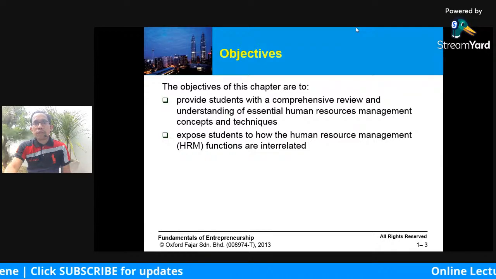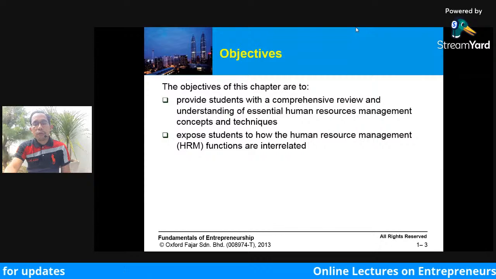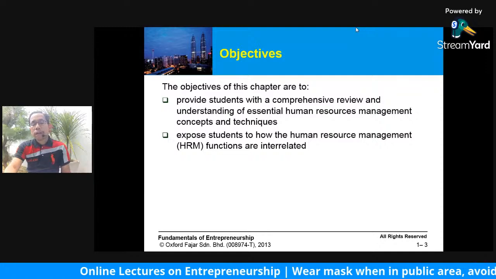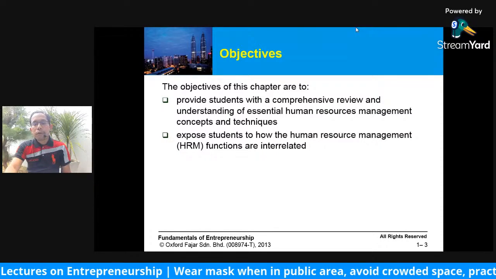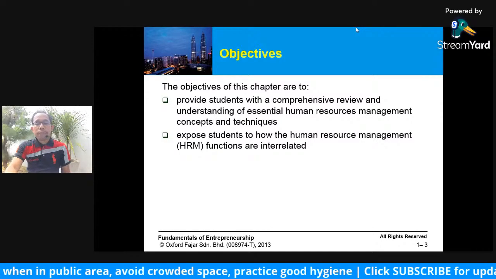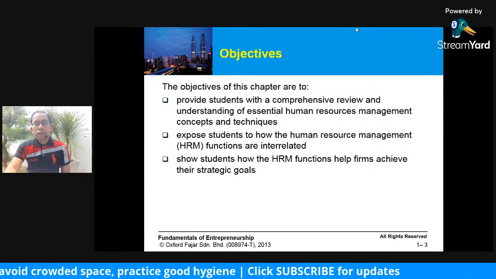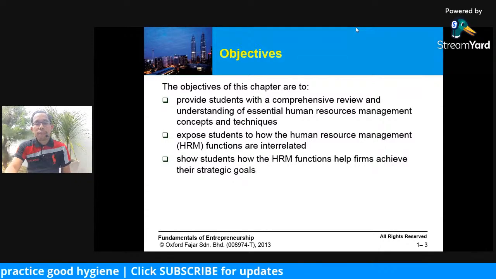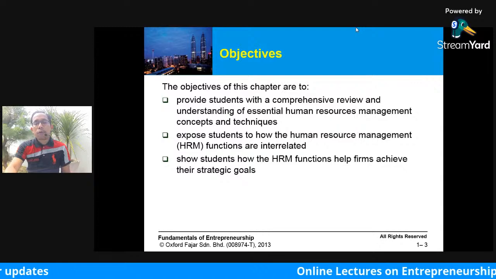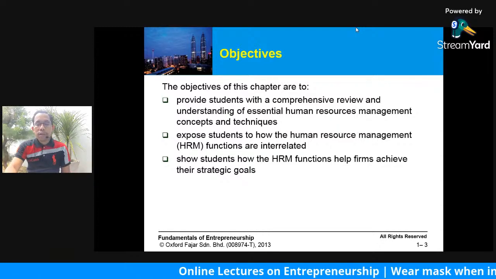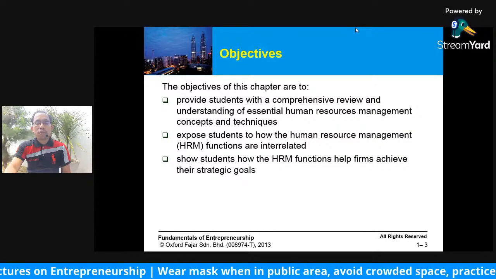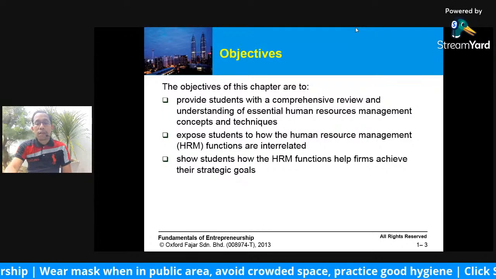financial aid, financial information, what we call performance regarding finance, and also timing. How do you handle your production in operation? So mostly it is interrelated from one to another. And to show you how the HRM functions help the firm achieve its strategic goals. You have started the business, you must have goals, you must have objectives, and also the vision of your business. Where will your business go after a few years' time?